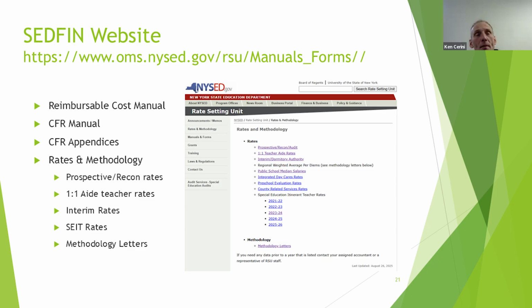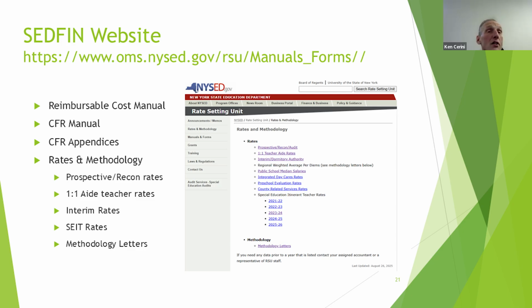So let me talk a little bit about the SEDFIN website. This is my best friend when it comes to SED. There's a lot of really good information here, and it's amazing how when we talk to some of our SED providers, they're not as familiar with this website as they should be. On the left-hand side, you've got rates and methodology, manuals and forms. Those are the two that I play with the most.